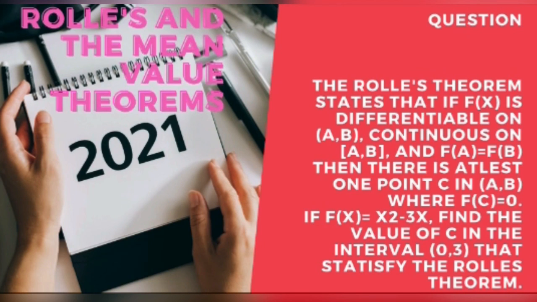Last but not least, let's go to the subtopic Rolle's and the mean value theorems. As for the question, Rolle's theorem states that if f(x) is differentiable on (a, b), continuous on [a, b], and f(a) is equal to f(b), then there is at least one point c in (a, b) where f'(c) is equal to 0. If f(x) is equal to x to the power of 2 minus 3x, find the value of c in the interval 0 to 3 that satisfies Rolle's theorem.